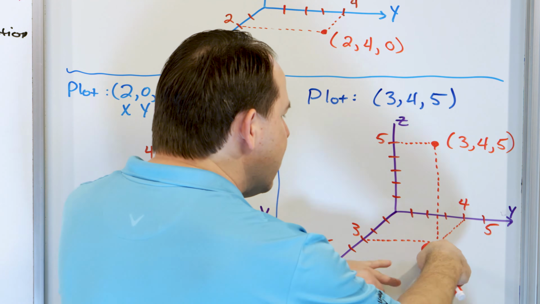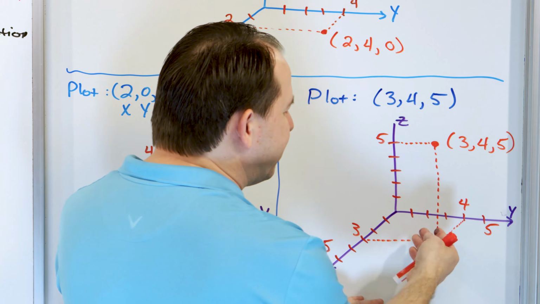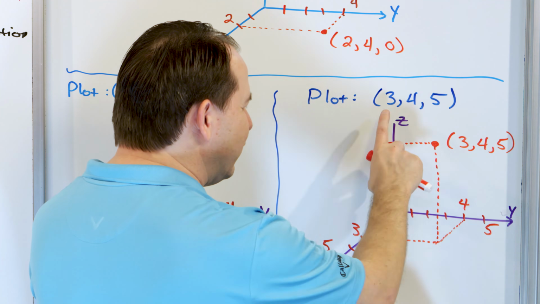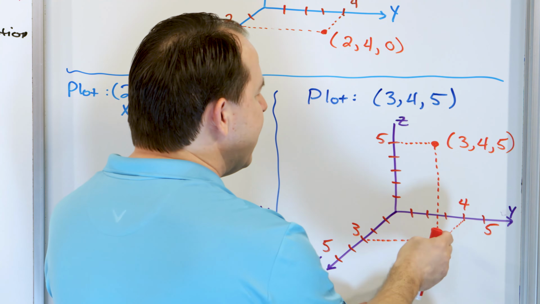And then from this point, you go up 5 units, but again, the perspective isn't quite right because you can look at the distance, it doesn't quite look right. 1, 2, 3, 4, 5 units.